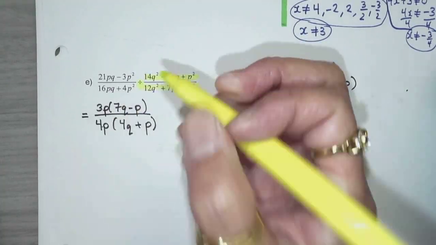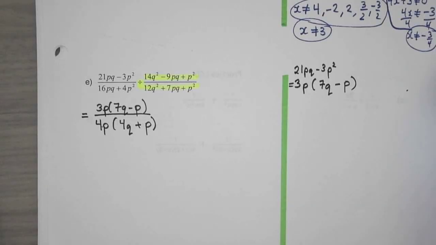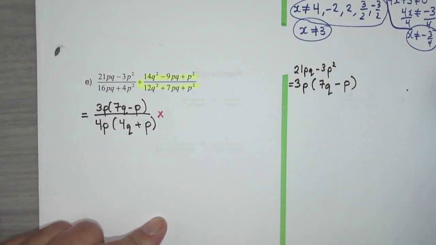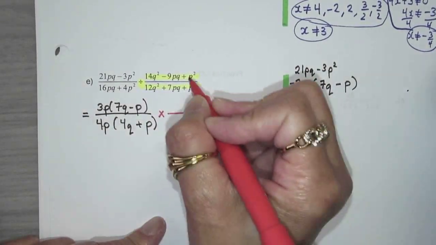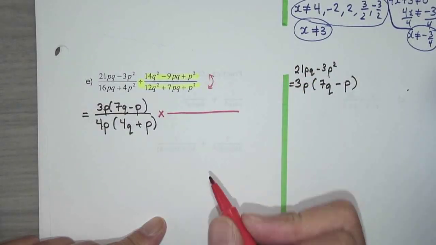Because of this division thing. So if you want, you can do that as a kind of a memory aid. And then I'm going to change that to multiplication. And I'm going to flip these guys here, right? So I'm going to switch those around.